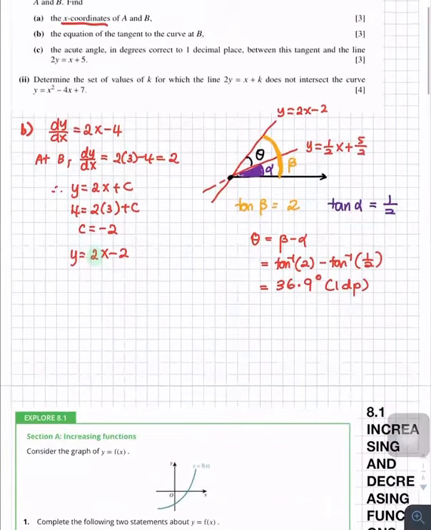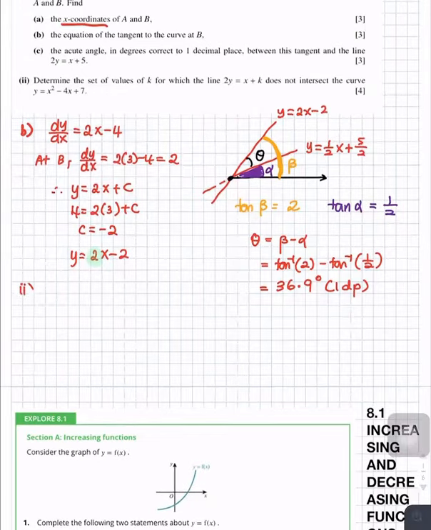Okay, then part 2 is simple. Again, chapter 1. Try. Hanson, can you read the question for the class? Determine the set of values of k for which the line 2y equals x plus k does not intersect with the curve y equals x squared minus 4x plus 7.